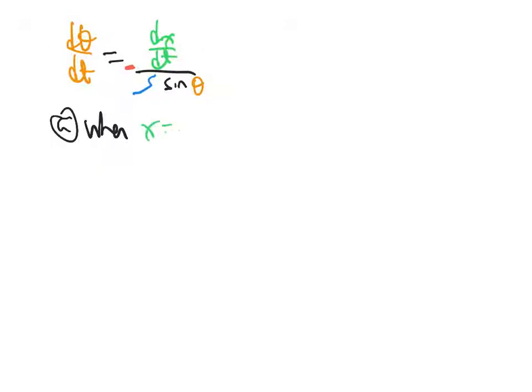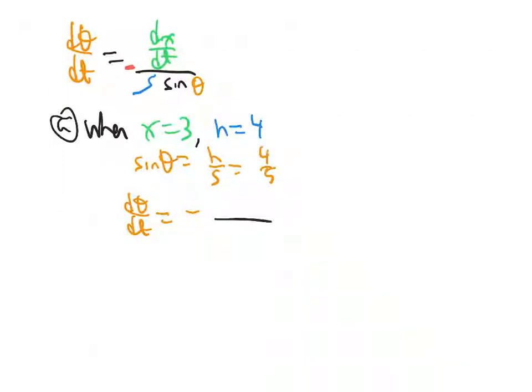When x equals 3, then pretty clearly we have h equals 4 because s equals 5 and it's a Pythagorean triplet, and therefore the sine of theta, which will be h over s, will be 4 over 5, and therefore d theta/dt will be minus 2 over 5 times 4/5, all of which ends up being just minus 1/2.